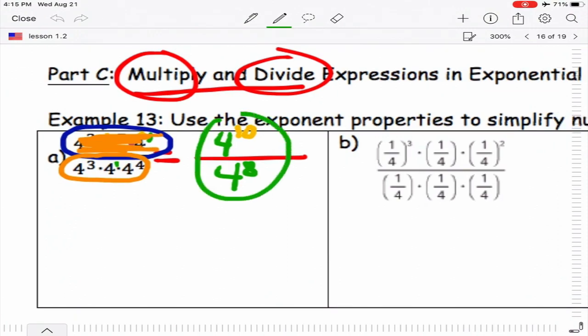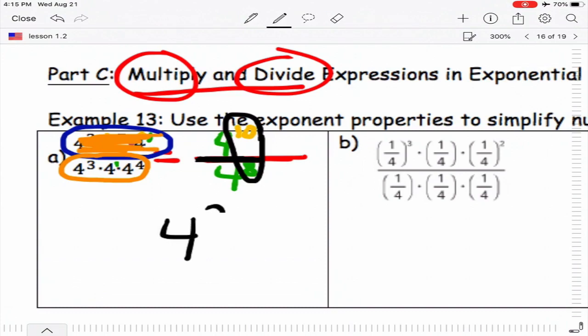I am not done with this answer, right? The operation between the two 4s is division. So when you're dividing the same base, technically you subtract the exponents. 10 minus 8 is 2. So 4 remains the same, but 10 minus 8 is 2. And my answer is 4 squared.